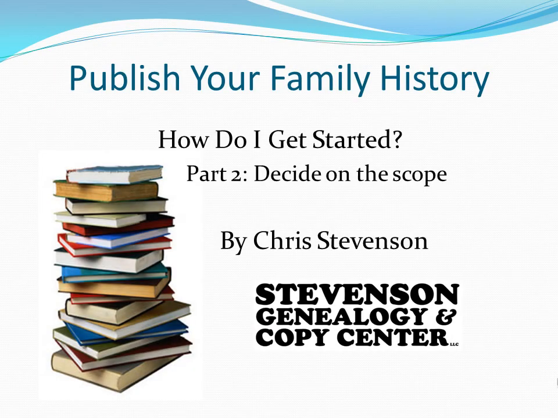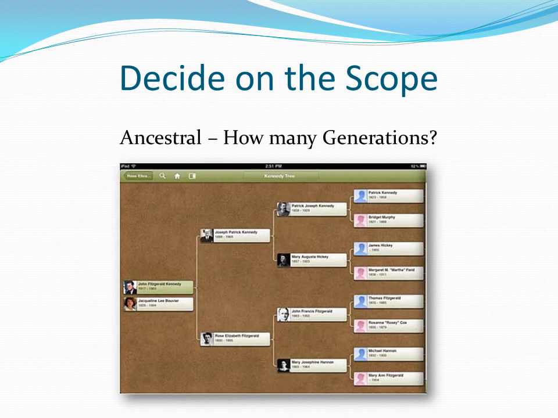Okay, next is to decide on the scope. What are you going to include and what are you going to exclude in your history? There are lots of different scopes you can choose. One is ancestral. In other words, you're taking a particular person, maybe your father, for instance. So you take your father and you're going to do his ancestors. And that's the history you're going to do.